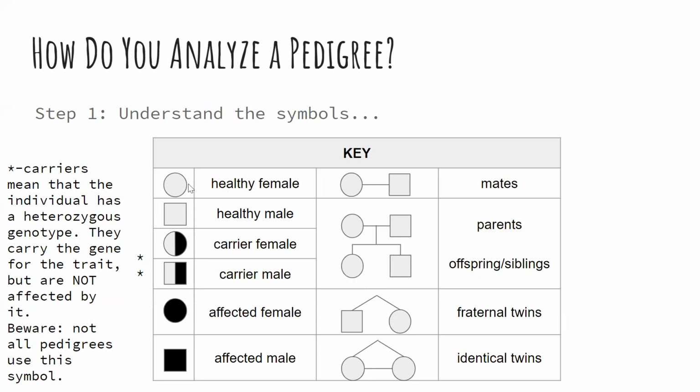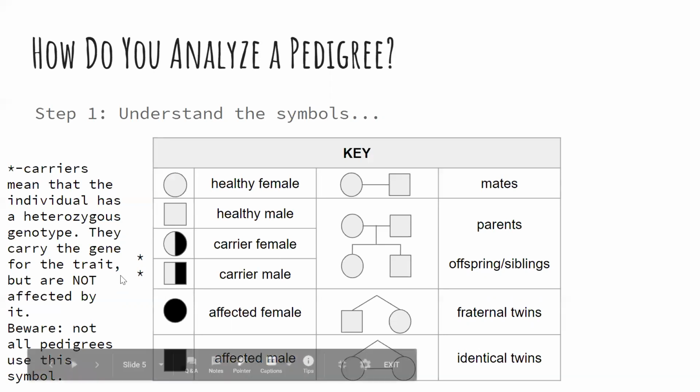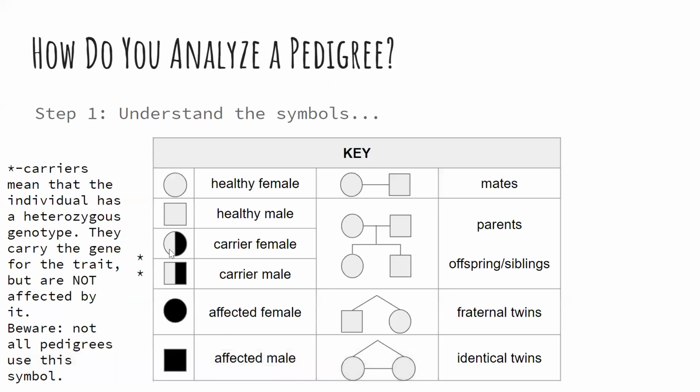So an unshaded shape means that that person, whether a male or a female, is healthy. So an unshaded circle is a healthy female, because circles are females, and unshaded means that they don't have the trait. They're not filled with that trait. It's just normal. And an unshaded square is a healthy male, because squares are males, and unshaded means that they're healthy, they're unaffected.